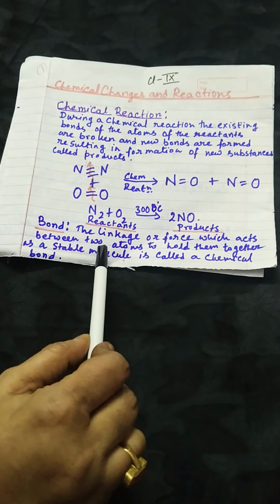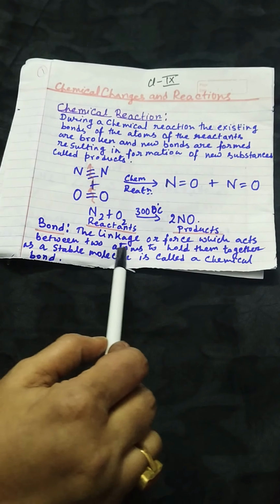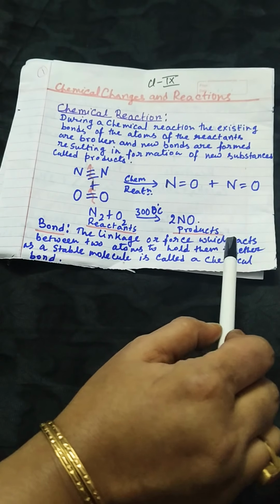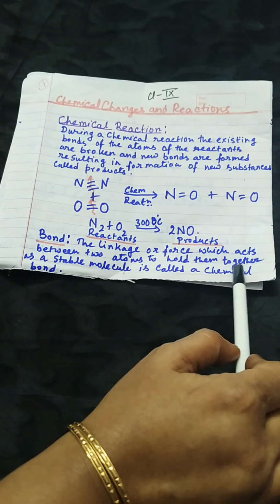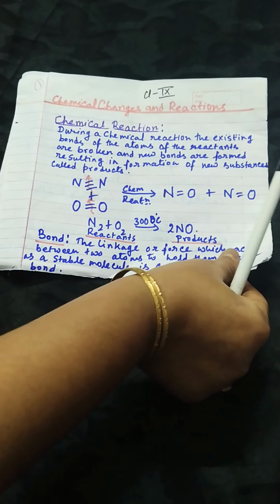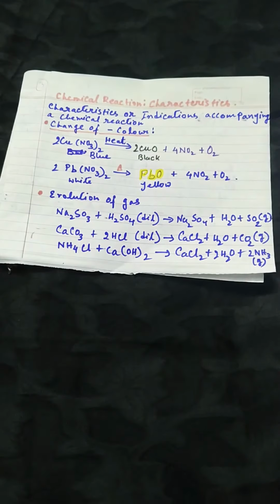Now, what is a bond? The linkage or force which acts between two atoms to hold them together as a stable molecule is called a chemical bond. So a bond is one type of force only.